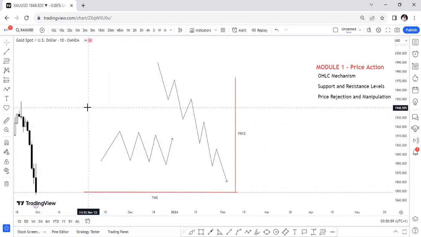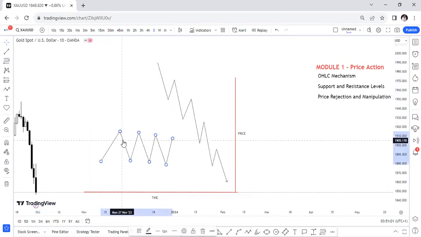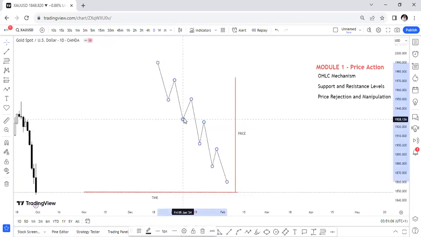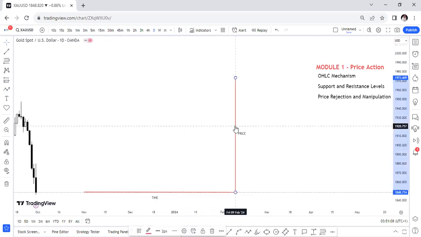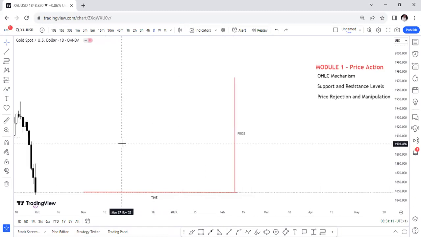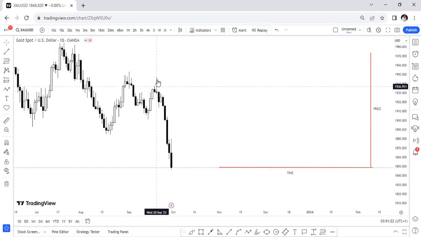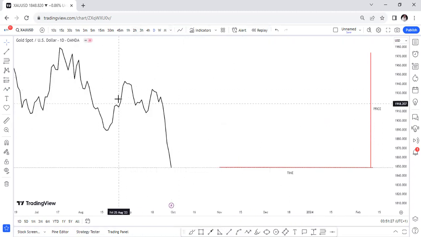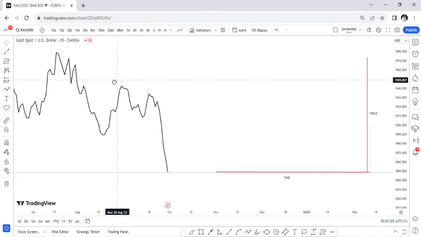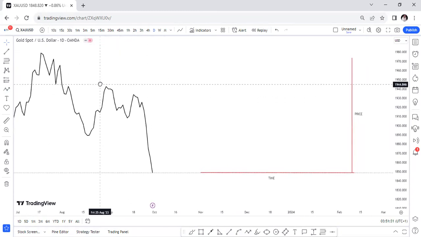Now, how is this information represented in our trade charts? In technical analysis, we have two types of charts. We have the line chart, and we have the candlestick chart. This is the candlestick chart and this is the line chart.